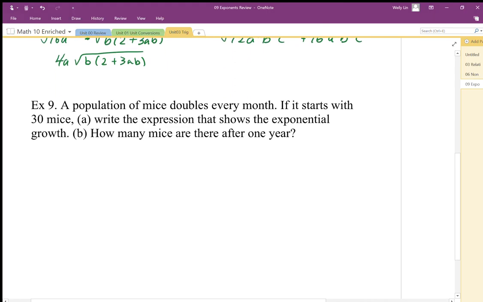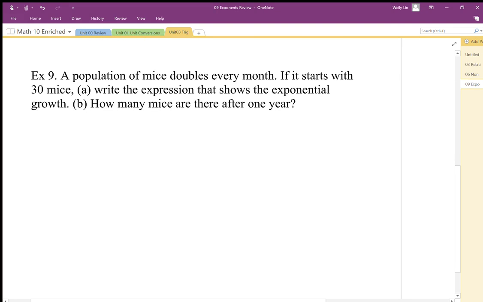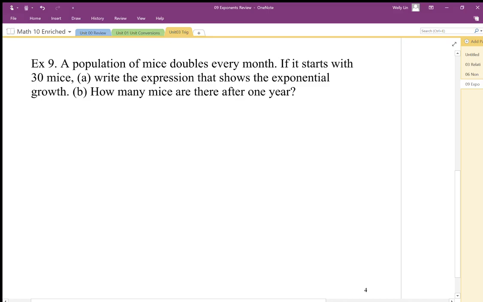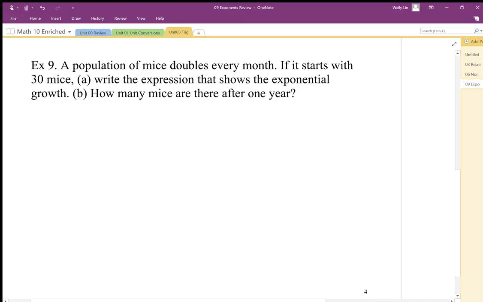Okay, looking at this problem here, this is called an exponential growth problem. So when we have exponential growth, the way that this works is a population of mice is doubling every month. If it starts with 30 mice, write the expressions to show the exponential growth. So in general, the exponential growth equation looks like this. The end amount is equal to the start times the growth factor.